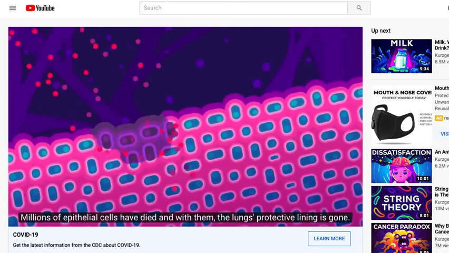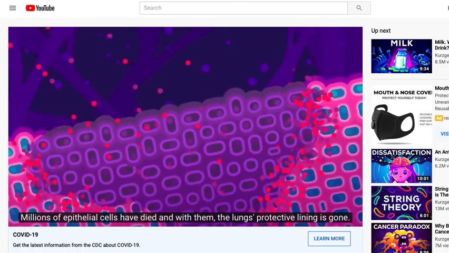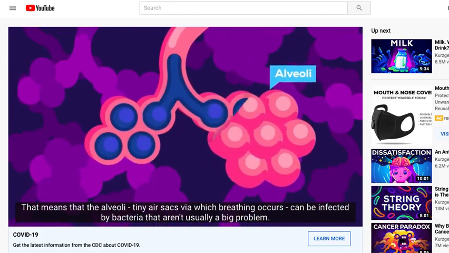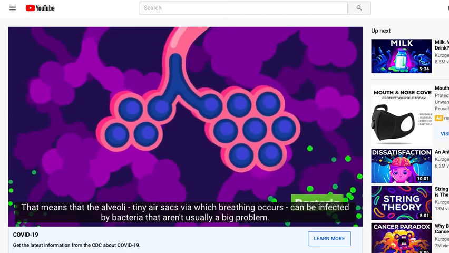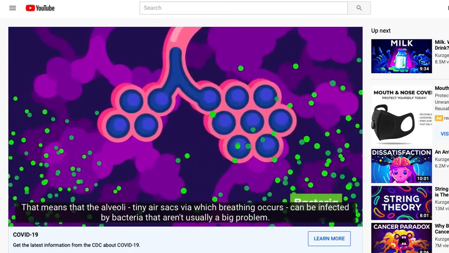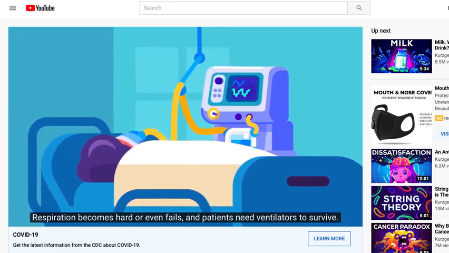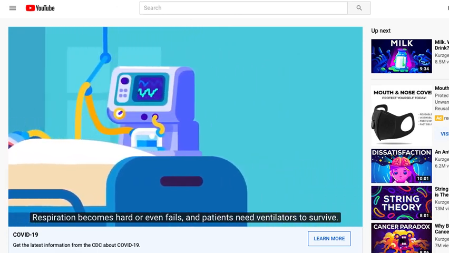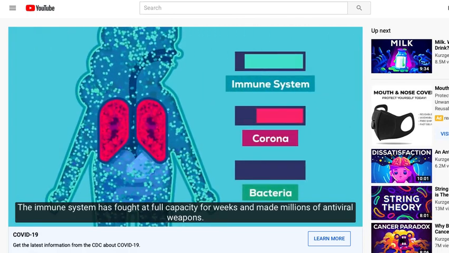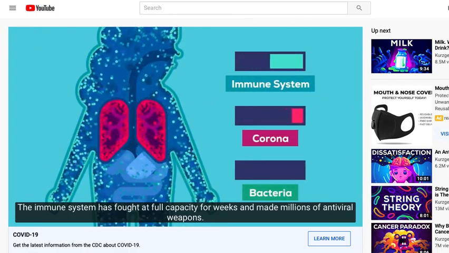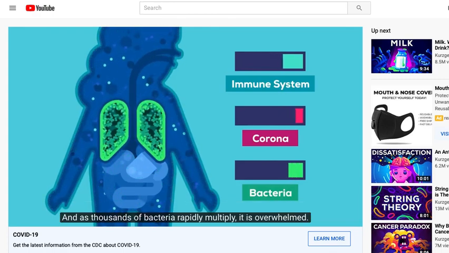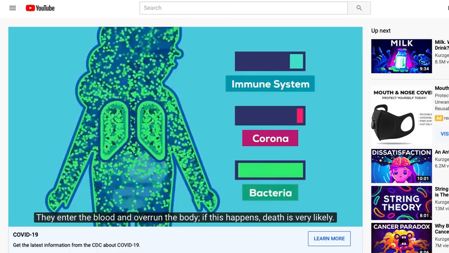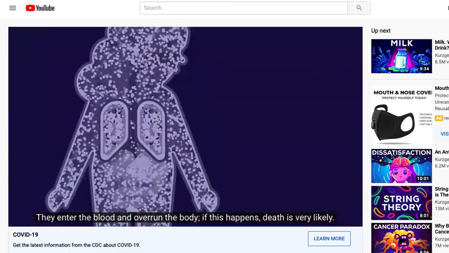In more severe cases, millions of epithelial cells have died, and with them, the lungs' protective lining is gone. That means that the alveoli, tiny air sacs via which breathing occurs, can be infected by bacteria that aren't usually a big problem. Patients get pneumonia, respiration becomes hard or even fails, and patients need ventilators to survive. The immune system has fought at full capacity for weeks and made millions of antiviral weapons. And as thousands of bacteria rapidly multiply, it is overwhelmed. They enter the blood and overrun the body. If this happens, death is very likely.